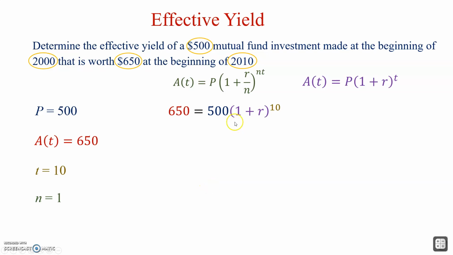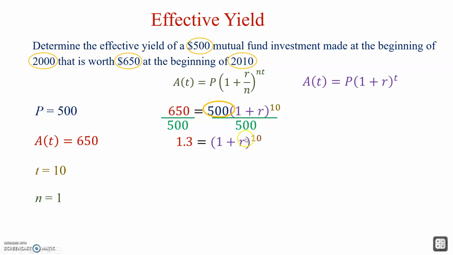In this particular case, we're trying to get R by itself. So we get rid of what's furthest from the unknown according to SATMAP, which is the 500. So we'll divide 500 on both sides. 650 divided by 500, the calculator tells us 1.3. Right side, we're still left with the 1 plus R to the 10th power.